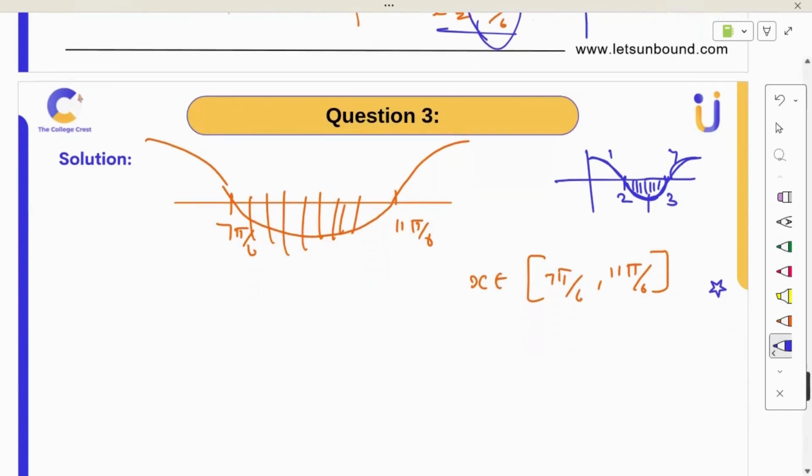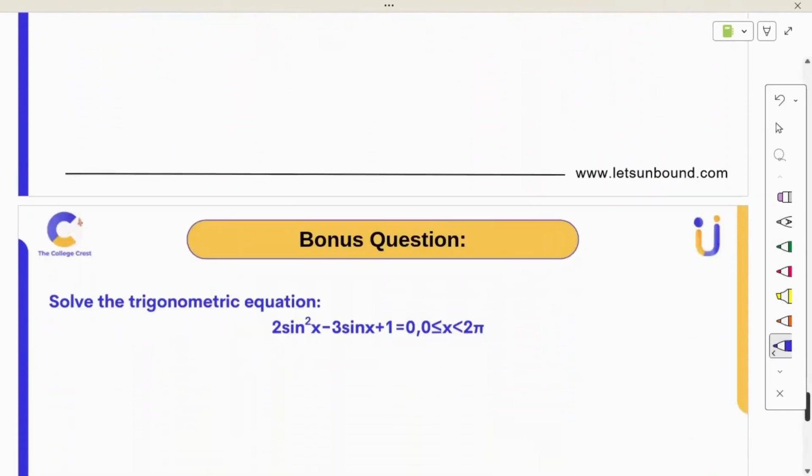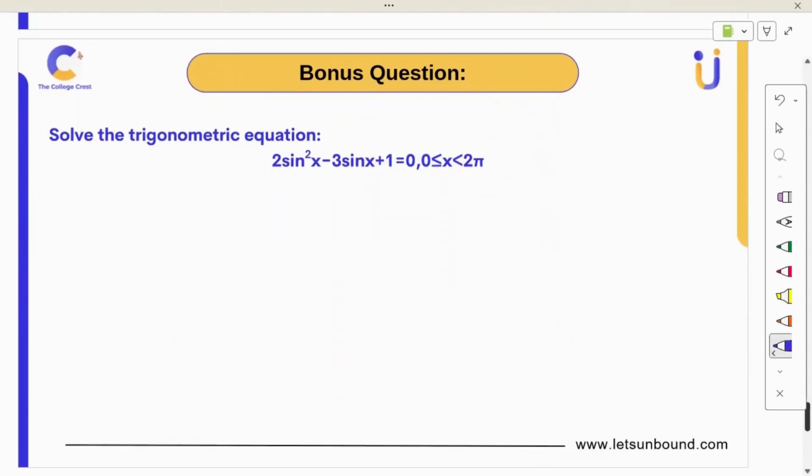And that's it for today's lesson. And I have a bonus question. Take a screenshot and solve this. You treat this as a quadratic equation and you will get two factors, two equations. You solve them for the restricted domain, right? One single clue I can give you: let sin x equal to h, so you will get 2h squared minus 3h plus 1 is 0. Then you factorize, then you put back sin x instead of h. So try this. This is simple.